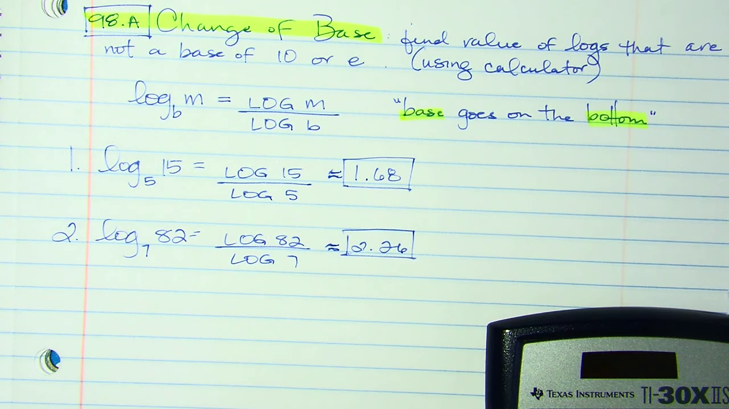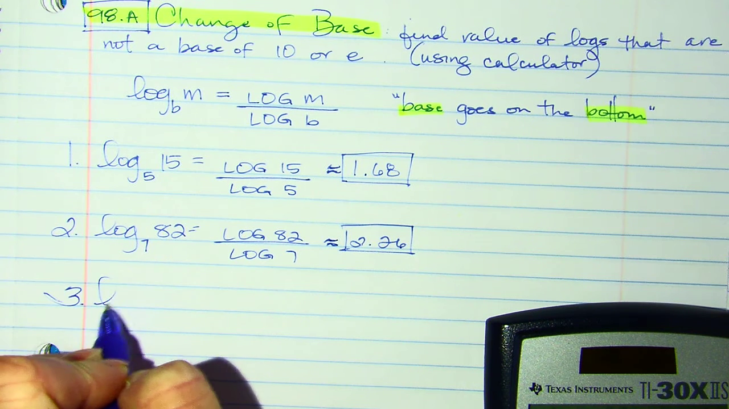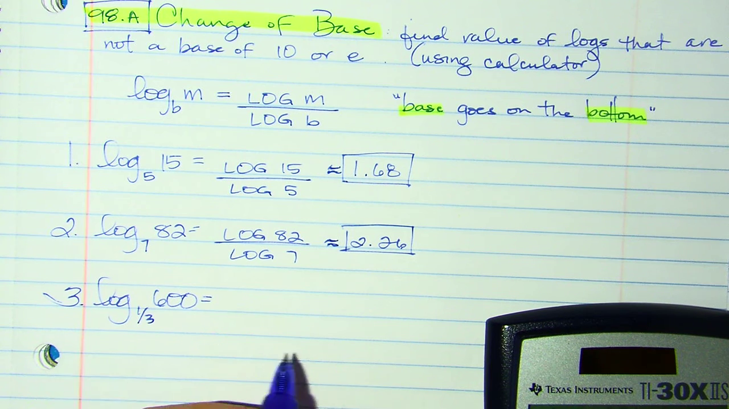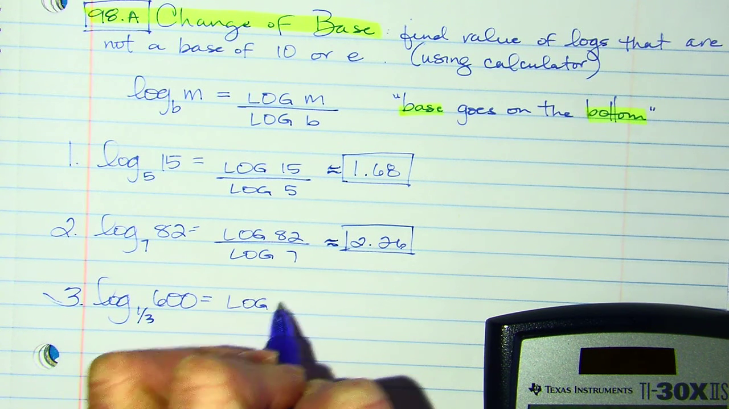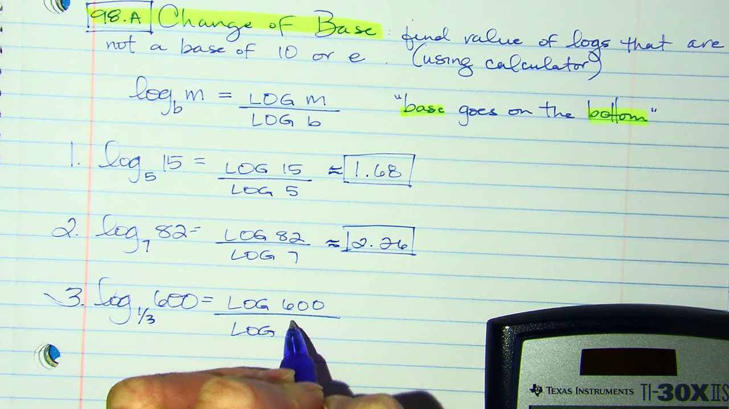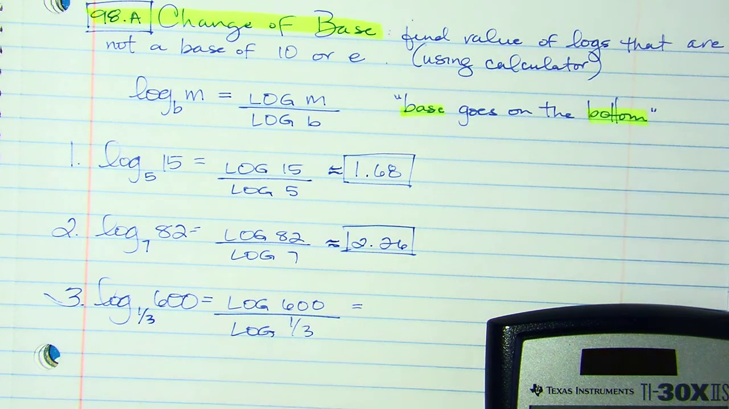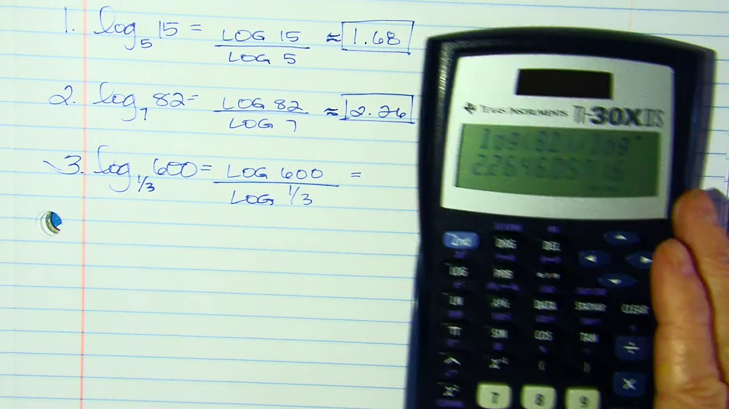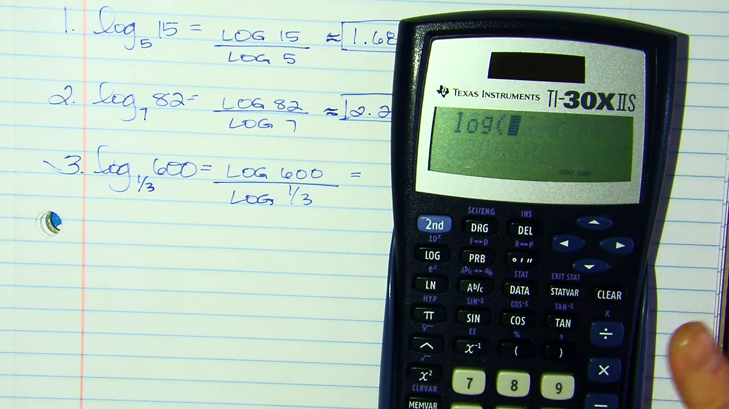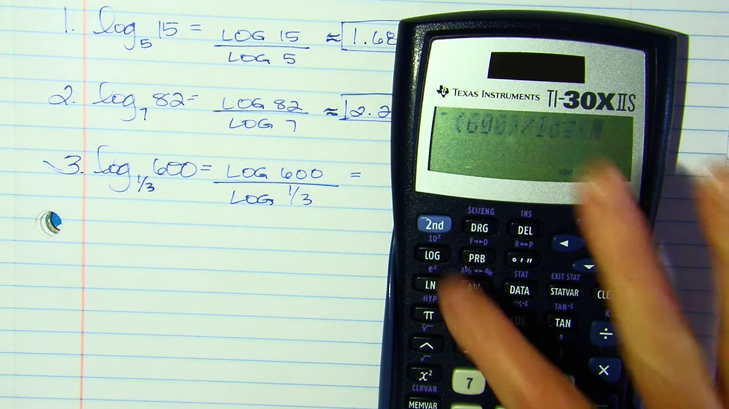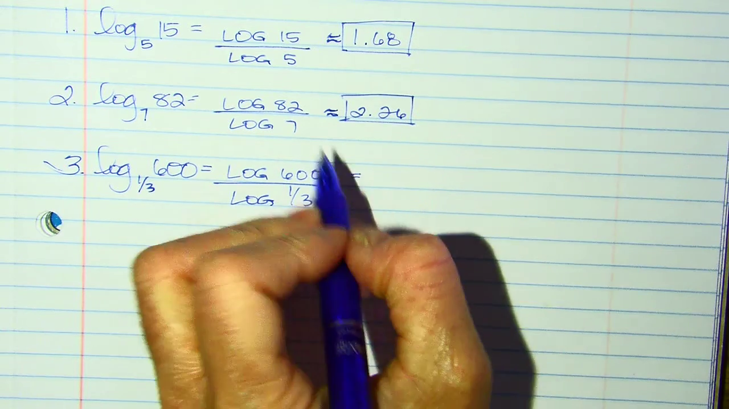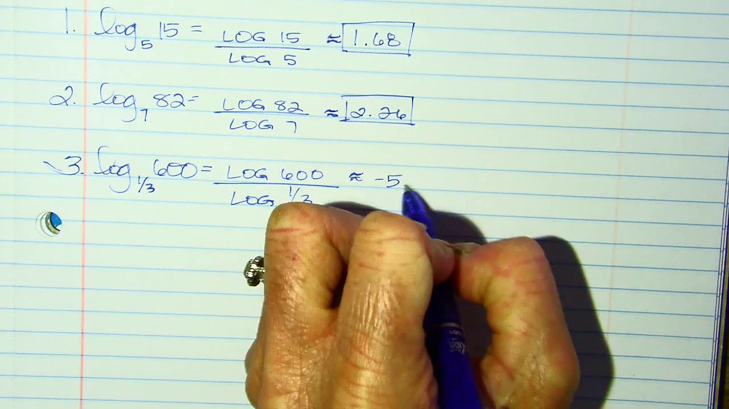All right, last, the log base 1/3 of 600. So when I enter that, I'm going to hit the log of 600 divided by the log of 1/3. And I'm going to get a negative number because a negative exponent would take a fraction to a whole number. So the log of 600 divided by the log, and I am going to enter 1 divided by 3 to get a more accurate answer. And I get approximately negative 5.82.